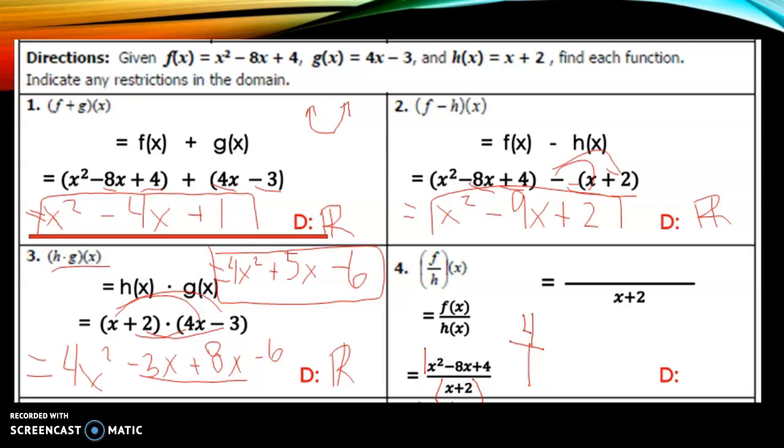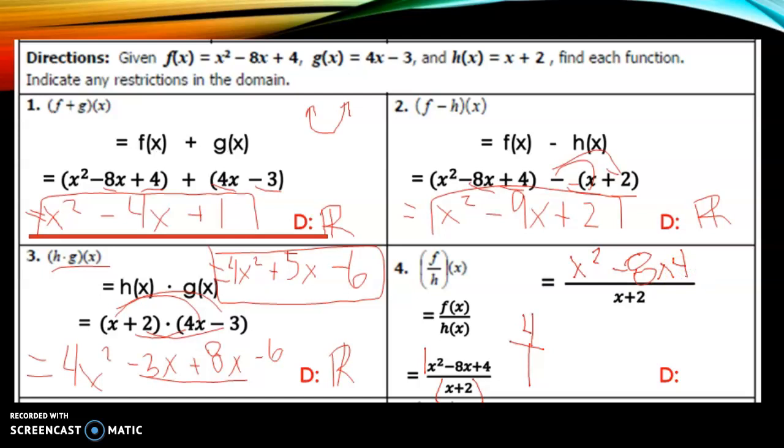4 and 4 that add to equal negative 8. Is there anything? 4 times 1 equals 4, but that adds to 5. 2 times 2 equals 4, but that adds to 4. Nothing that multiplies to equal 4 will ever add to equal negative 8. So this actually doesn't factor. It stays as x squared minus 8x plus 4.